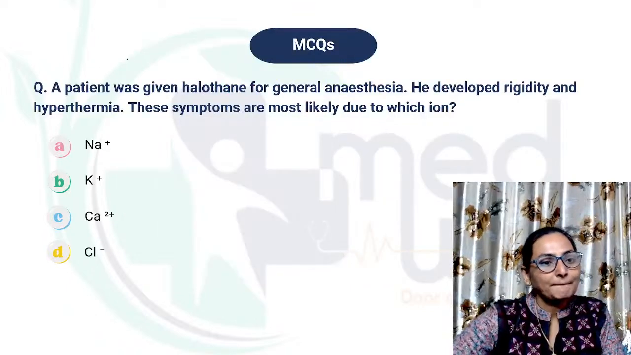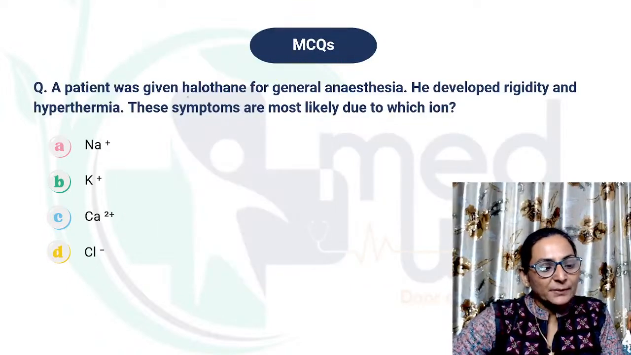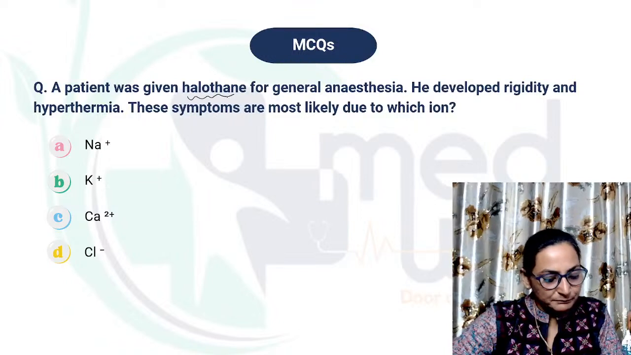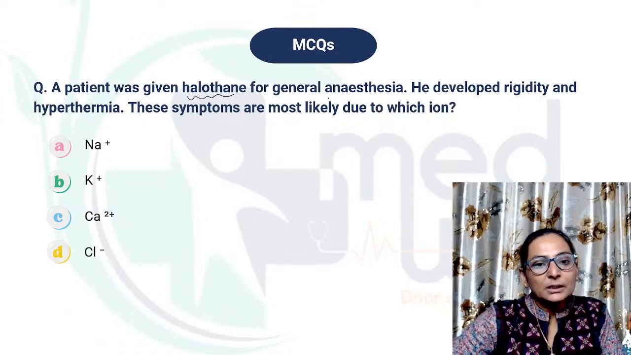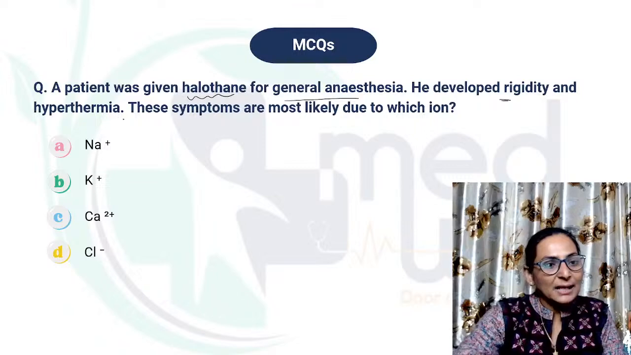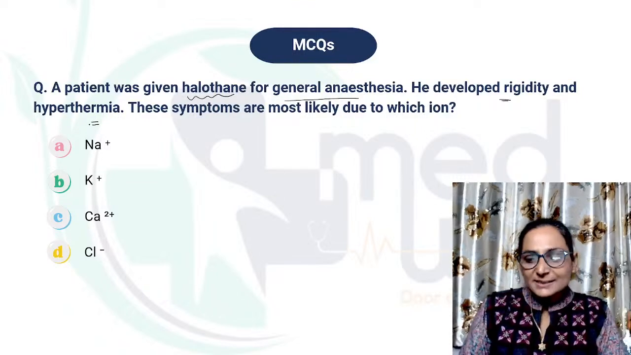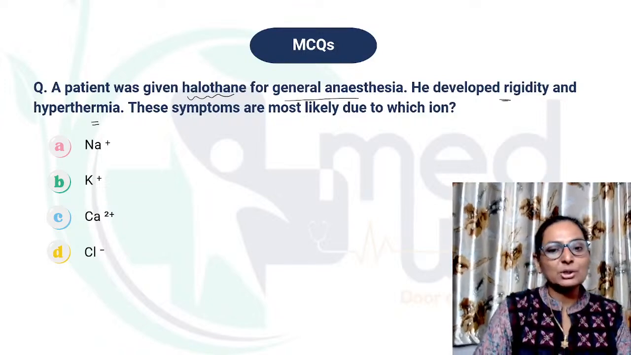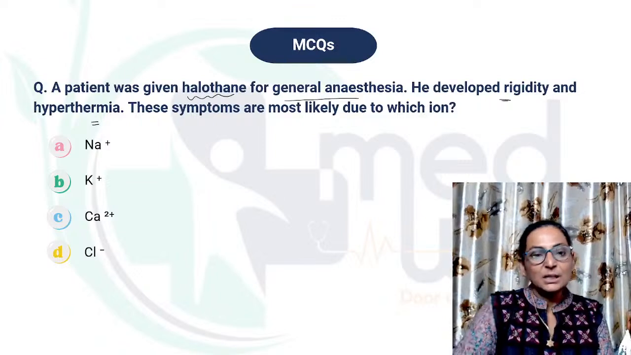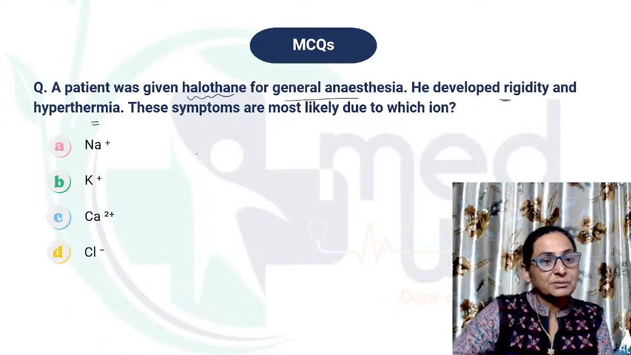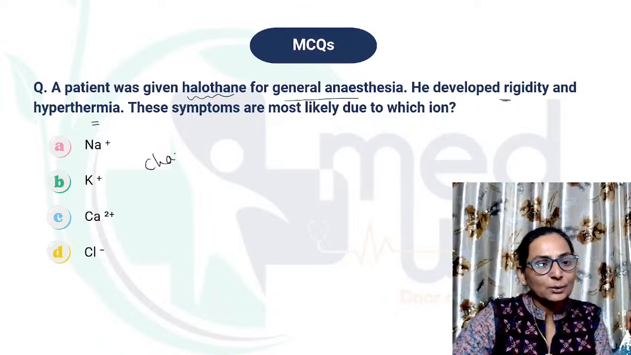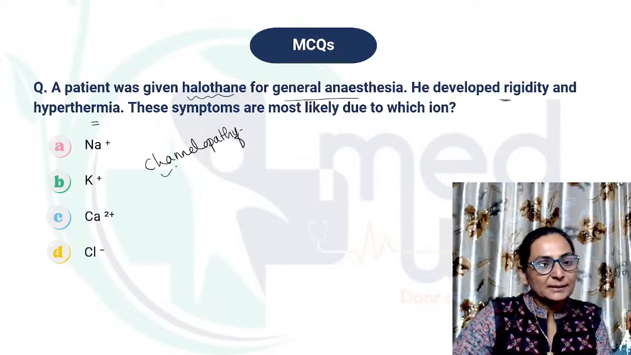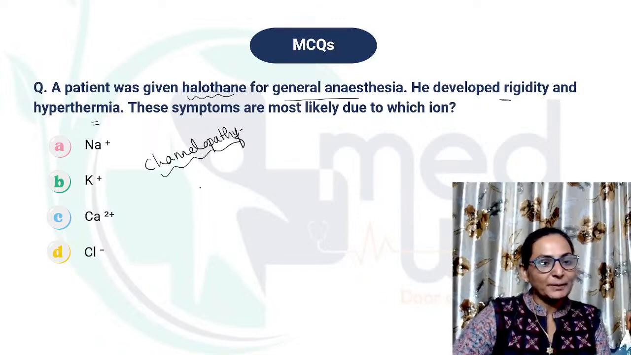Now, a patient was given halothane for general anesthesia and he developed rigidity and hyperthermia. These symptoms are because of which ion? Yes. So this is a question which is related to a channelopathy. These are the questions which are related to channelopathy.